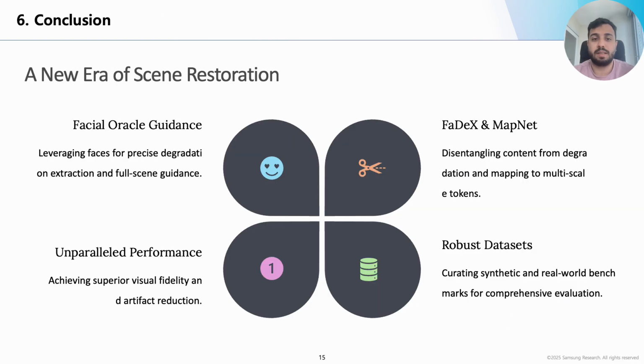Overall, Face2Scene sets a new standard for image restoration by enabling accurate, coherent, and high-fidelity reconstruction of entire scenes. For example, facial oracle guidance. Faces enable precise degradation extraction. FADE plus MapNet disentangle content from degradation, then map to multi-scale tokens. In-scene datasets. Curated synthetic plus real-world benchmarks for human-centric restoration. And we also achieve state-of-the-art performance, best fidelity, and lowest artifact rate across all metrics.